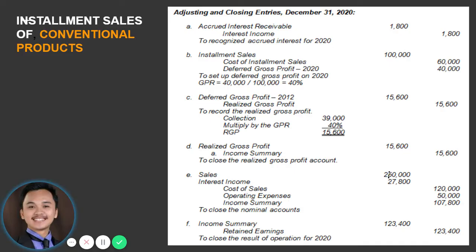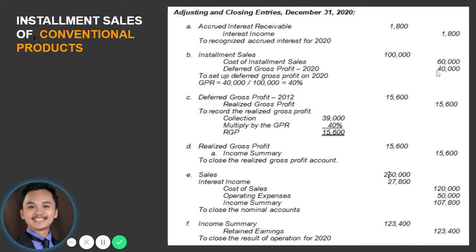So after that, guys, we will now set up the deferred gross profit from our installment sales in 2020. So in this case, we have debit to installment sales. We need to close our installment sales and cost of installment sales towards our deferred gross profit. So earlier we credited installment sales and debited cost of installment sales. So this time, to set up our deferred gross profit, we simply close our installment sales by debiting it and cost of installment sales by crediting it with the respective amounts of 100,000 and 60,000. So from that, we already have a deferred gross profit for 2020 of 40,000.